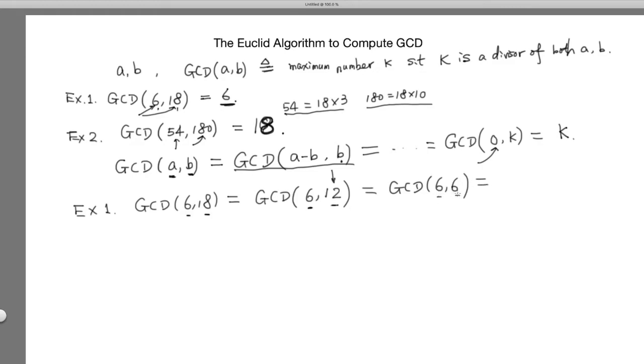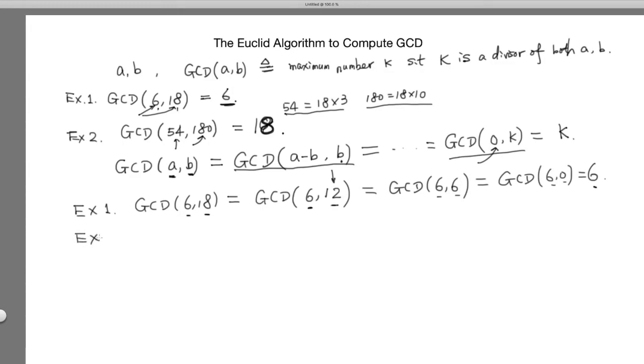The larger number is 6, the smaller number is 6. We take the difference of the large and the small and replace one number: 6 and 0. Now we stop. When there's a 0, the GCD of 0 and 6 equals 6. So we get GCD of 6 and 18 equals 6. Of course, that example is a bit trivial.